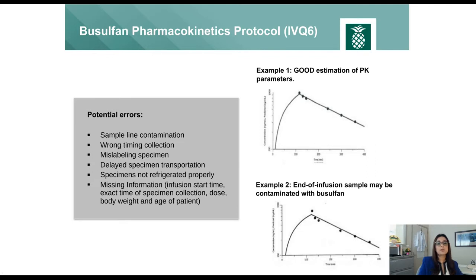Potential errors during collection, transportation, and processing of the PK specimens can affect the accuracy of the calculation of PK parameters. Some potential errors are sample line contamination, wrong timing, mislabeling, delays in proper storage, and missing information. In the second example, the end of infusion sample could be contaminated with busulfan, and therefore the first point is not fitted in a linear manner with the other time points and affected the calculation of the area under the curve.